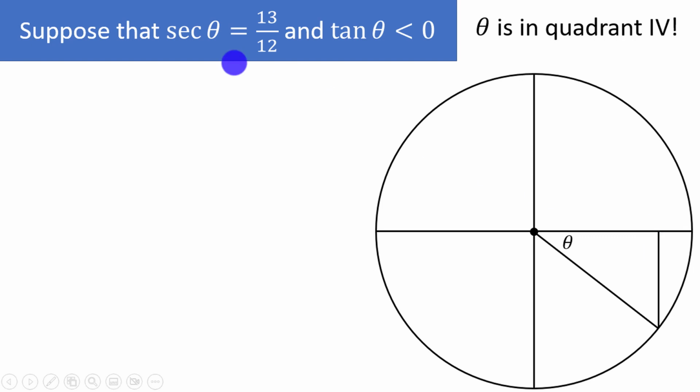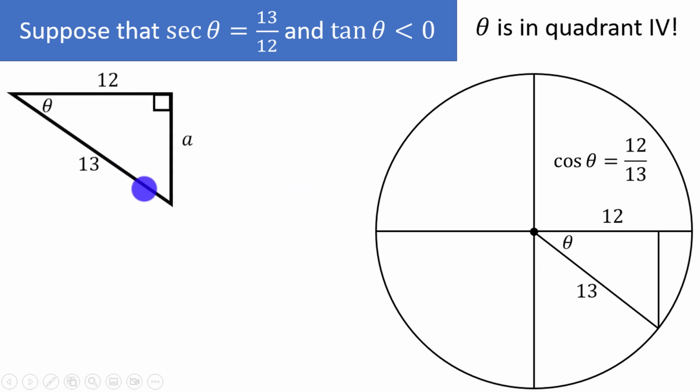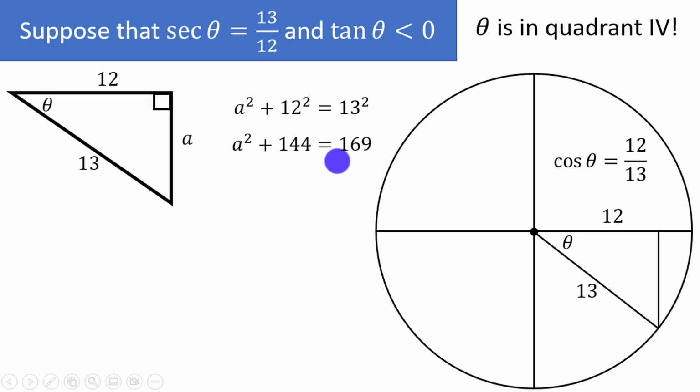We are told that secant of theta is 13 over 12, which means that cosine of theta must be the reciprocal, or 12 over 13. That means adjacent over hypotenuse must be 12 over 13. Let's work with this triangle on the side. We can use the Pythagorean theorem to solve for the missing side a. A squared plus 12 squared is equal to 13 squared. 12 squared is 144, and 13 squared is 169, so we have a squared plus 144 is equal to 169.